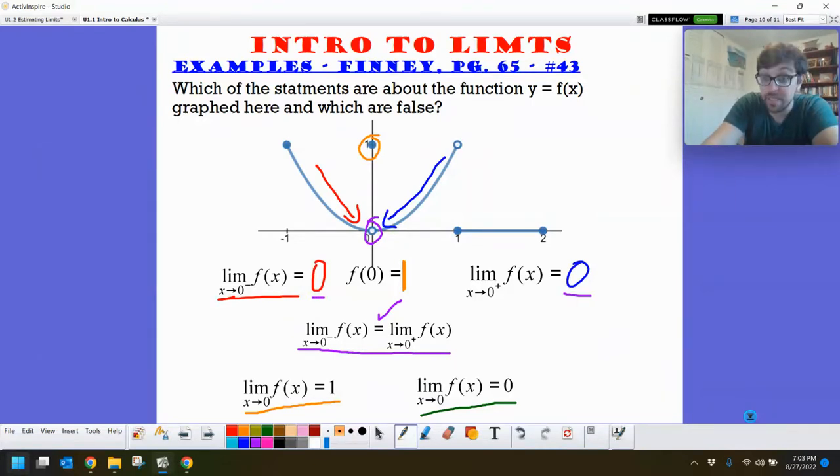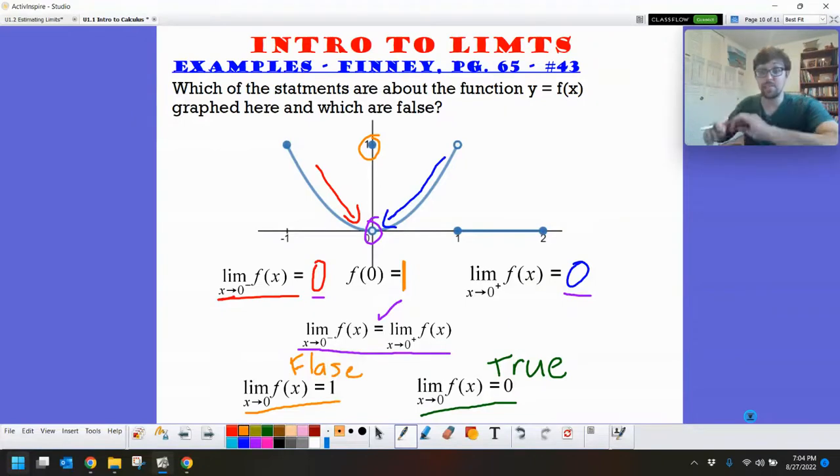It has to be that 0. So this person was right. This is true, that the limit as x approaches 0 of f of x is 0. This person is false. They may have been confused in thinking that is the value the function spits out at 0. It is not, however, the limit at that point.